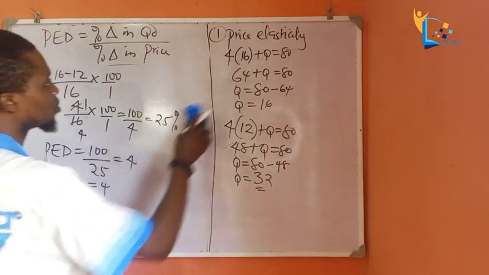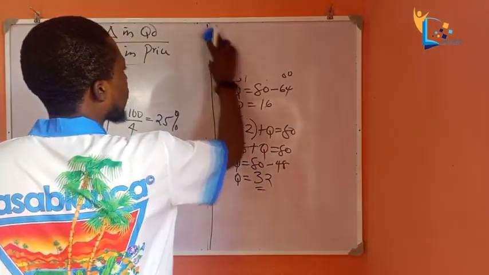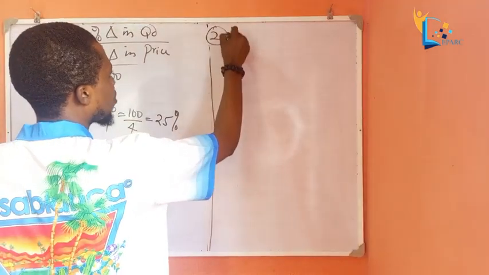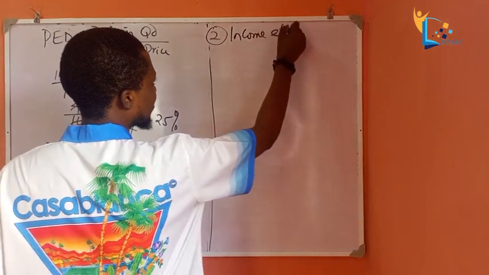So let's proceed. Now, that's for price elasticity. The second one is known as income elasticity.